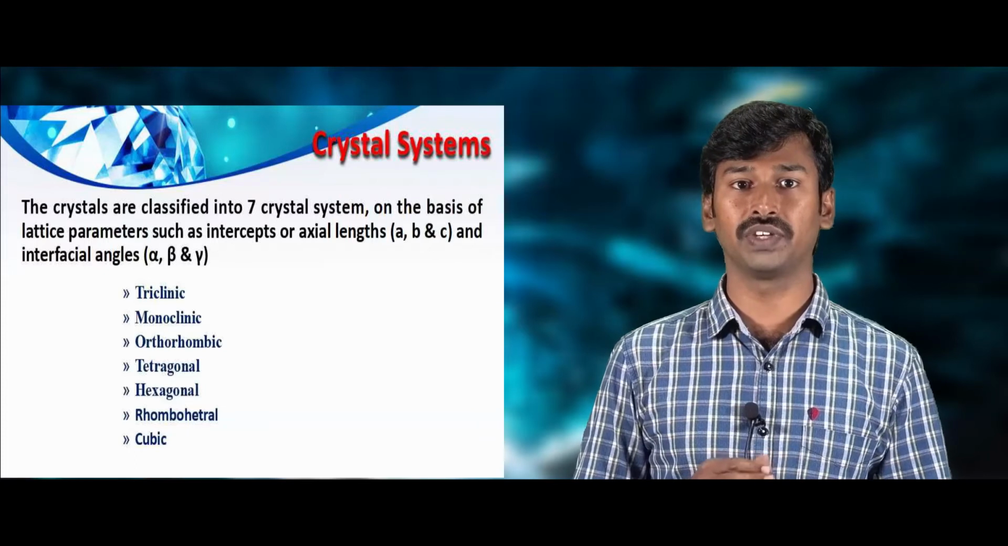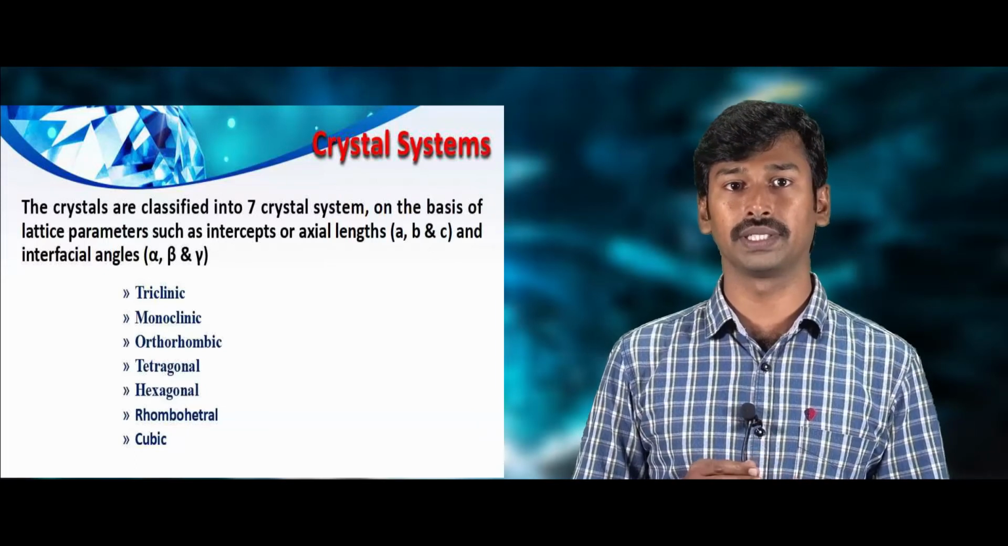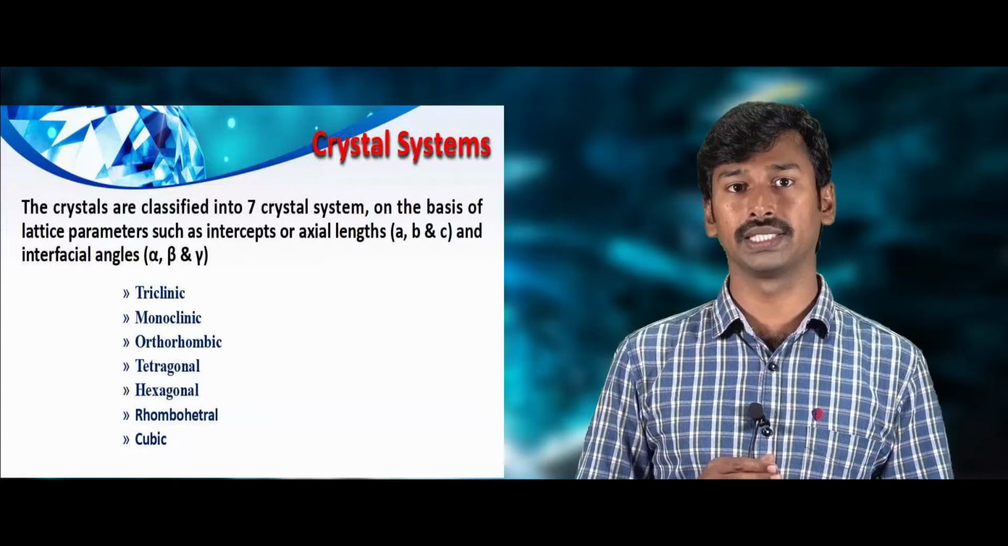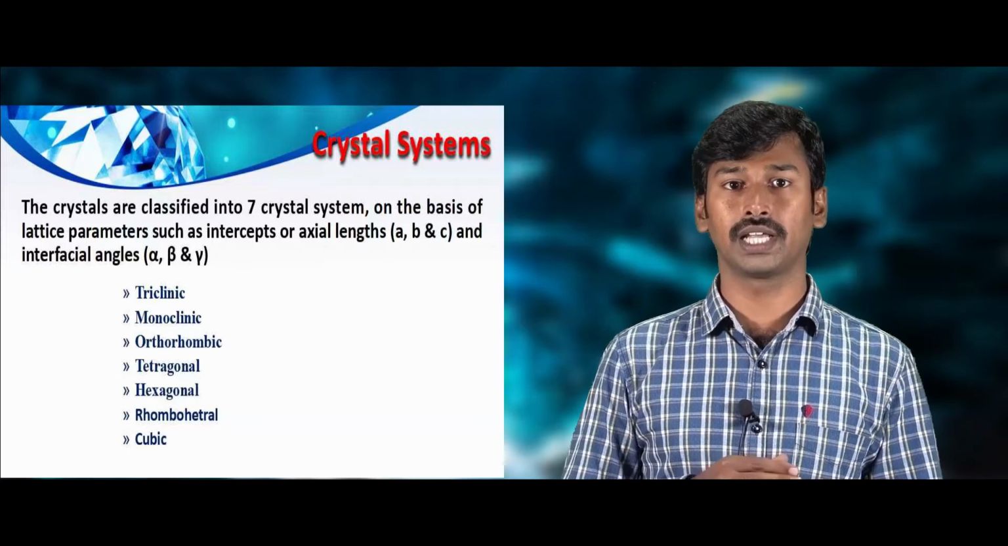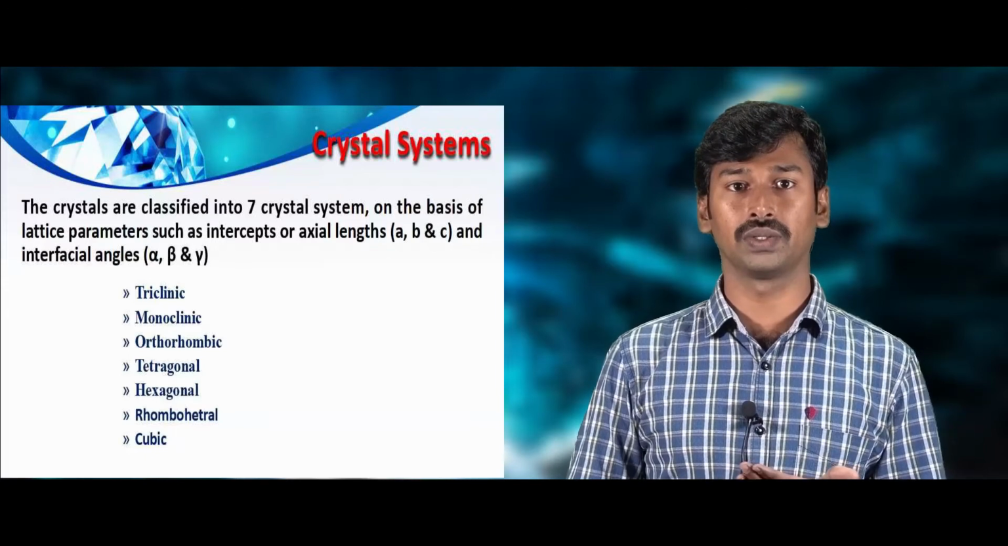Crystals are classified into 7 types of crystal systems on the basis of lattice parameters, that is axial lengths a, b, c and interfacial angles alpha, beta, gamma. The types of crystals are namely triclinic, monoclinic, orthorhombic, tetragonal, hexagonal, cubic, rhombohedral.